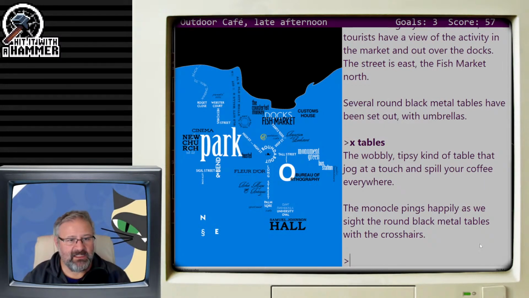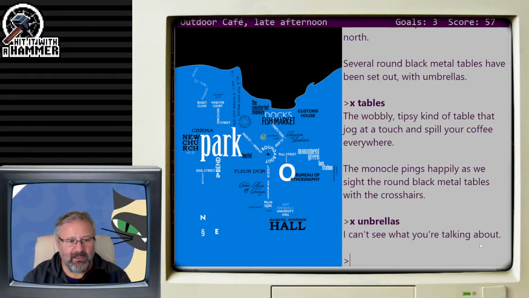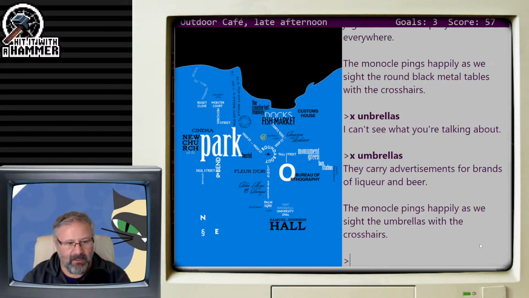The tables. The wobbly, tipsy kind of table that jog at the touch and spill your coffee everywhere. Fuck's sake. In this day and age. Umbrellas. Oh, umbrellas. Umbrellas carry advertisements for brands of liqueur and beer.